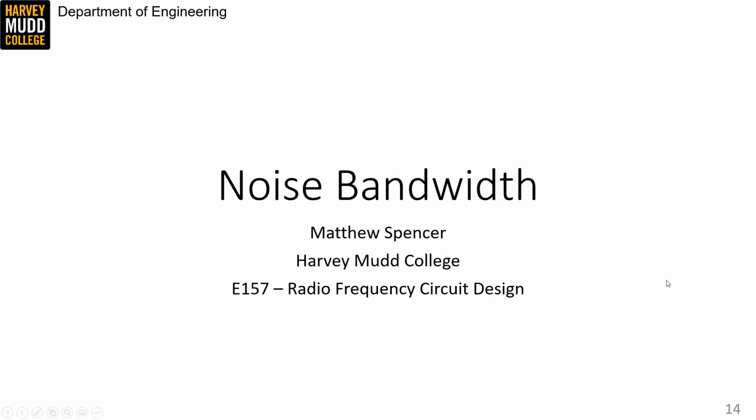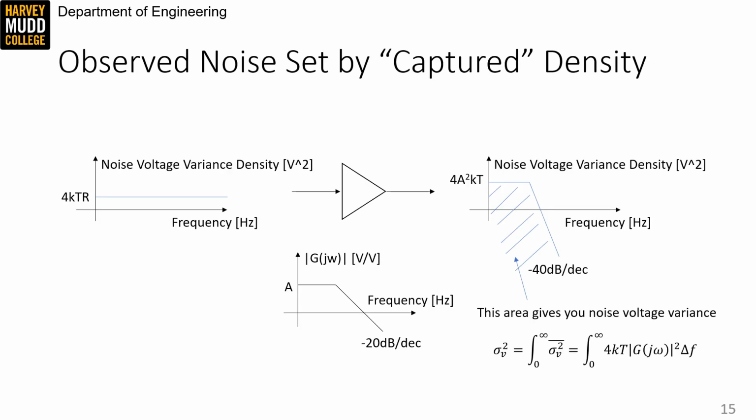In this video, we're going to talk about the relationship between noise density and observed noise levels. The observed noise variance in a system is set by how much total noise power the system captures from a noise density spectrum. In other words, systems with wide bandwidths will let in lots of noise variance density, which means we'll see high noise on them, and systems with narrow bandwidths will only let in a little noise variance density, so we'll see low noise variance. You can see this in the shaded area of the spectrum on the right.